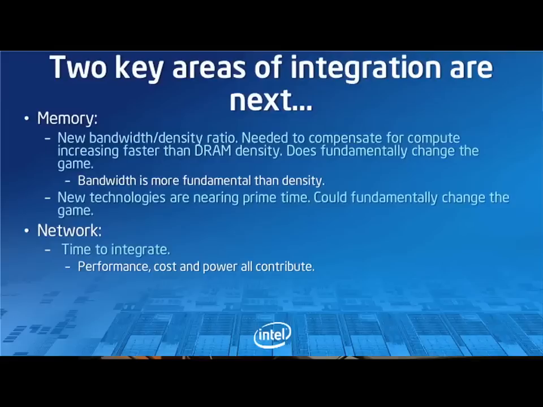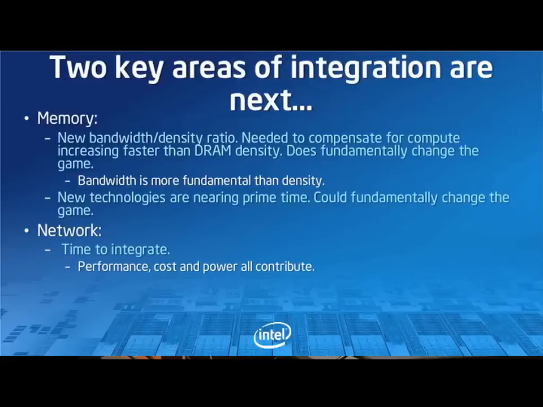This is needed to compensate for the ever-increasing density of DRAM that is not keeping up in speed. Bandwidth is more fundamental than density. We can trade density for bandwidth, but actually the curve is going the other way. So new technologies are nearing prime time, and on the interconnect, it's time to integrate. Performance, cost, and power all contribute to that, and if we take these two together, that means more stuff closer to the processor.